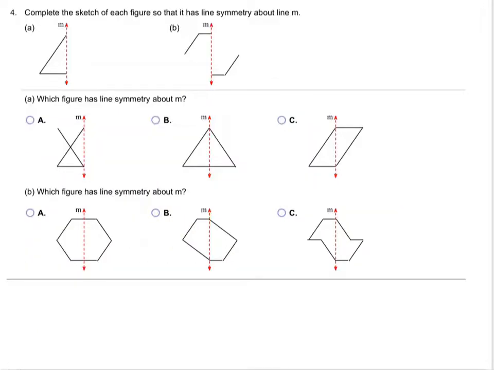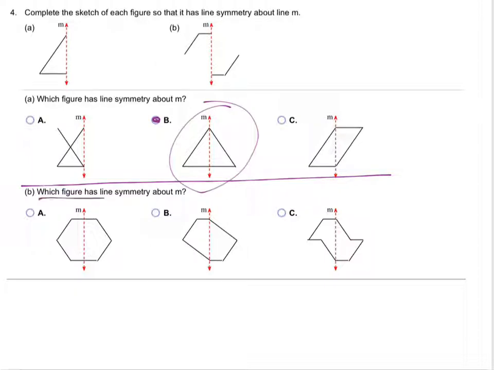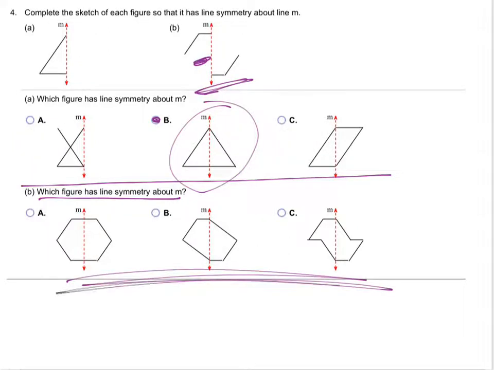So they want us to complete the drawing so M is a symmetry line. I think these are probably not too bad for you. So down here, which of these three drawings makes M a line of symmetry? Yeah, that one's pretty easy, huh? And on part B, taking this figure here and bringing it down, which of these makes it a line of symmetry? Yeah, you'd like a lot of those on the exam, right? Maybe 10 or 11 of those. All right.